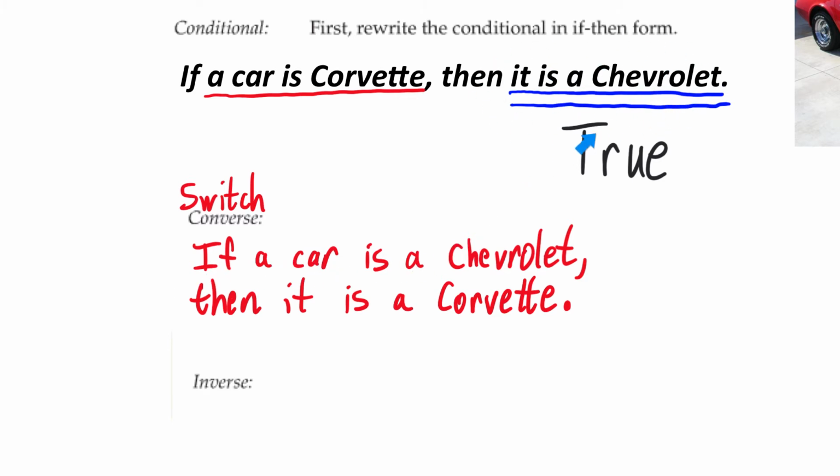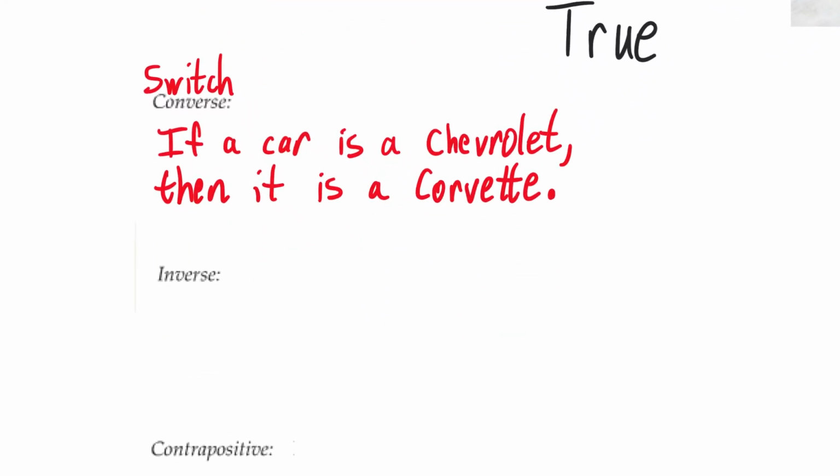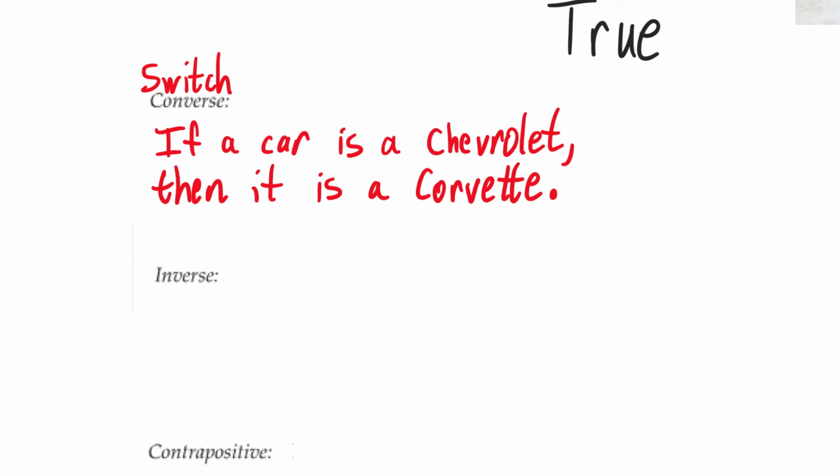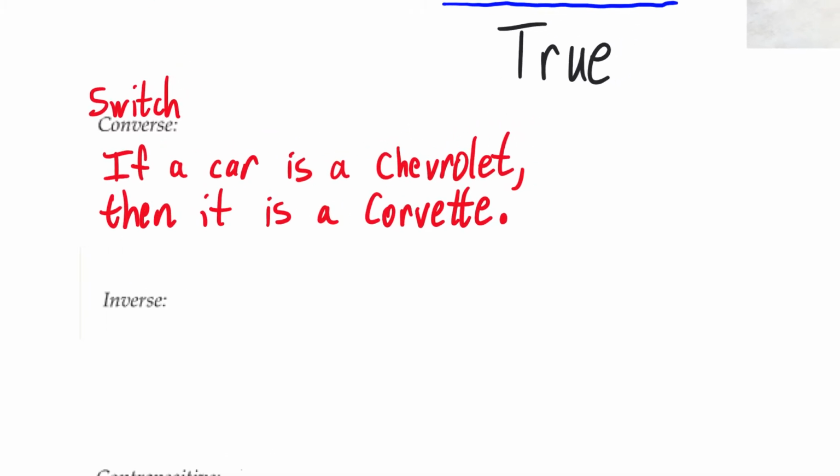You're switching the main idea of this part and the main idea of this. The main idea of this is that it's a Corvette. The main idea of this is that it's a Chevrolet. So notice how the Chevrolet part came first now and the Corvette part came last. So let's think about whether that statement is true or not. If a car is a Chevrolet, then it is a Corvette. What do you think? True or false on that? Okay, I agree. That is false.